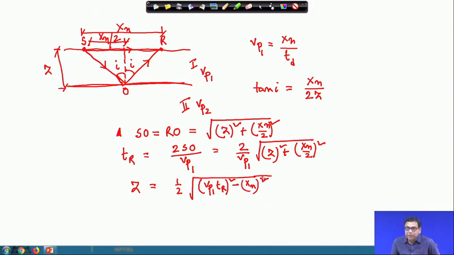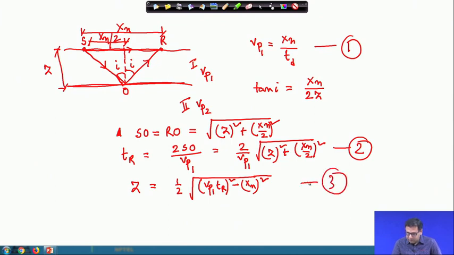So, this will be half V P 1 T r square minus x n square. So, V P 1 I will get from equation number 1 and this is the equation number 2. And z I will get, so this is equation number 3.